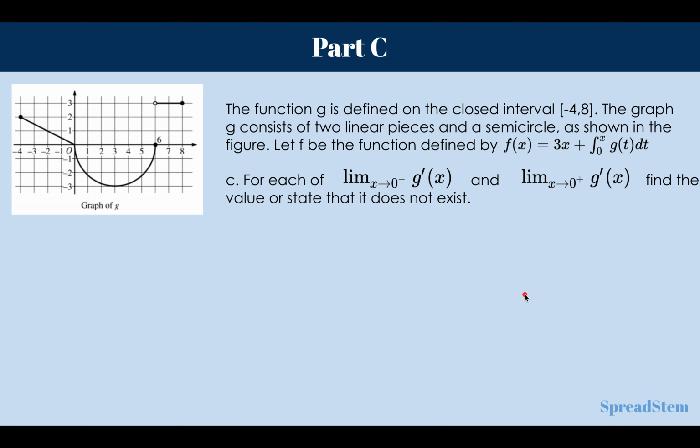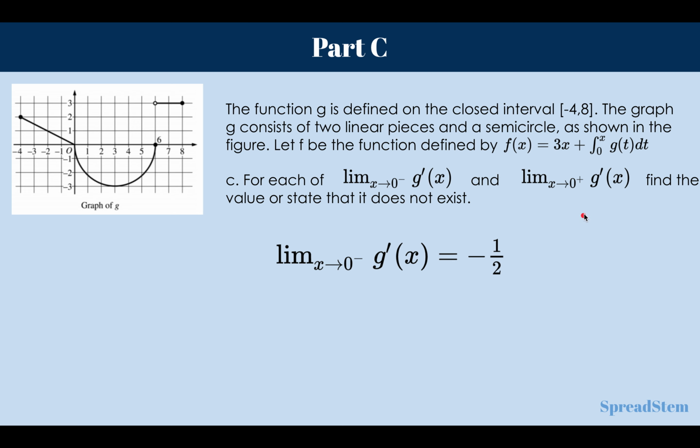Now let's look at part C. We're asked to find both the left and right-hand limits of g prime of x. Looking at the graph, we can start off by finding the left limit. You can see that for every point before x equals 0, the slope is constant at -1/2. So since every point leading up to it is -1/2, this limit must be -1/2.